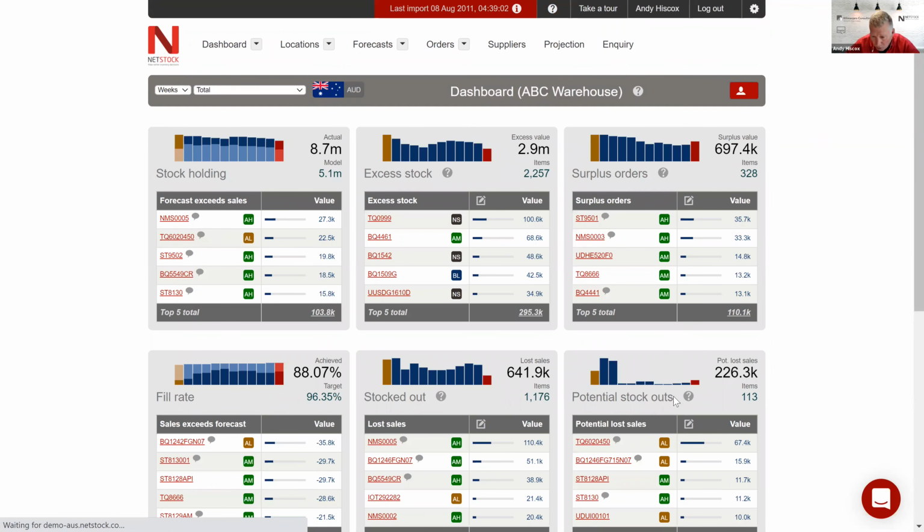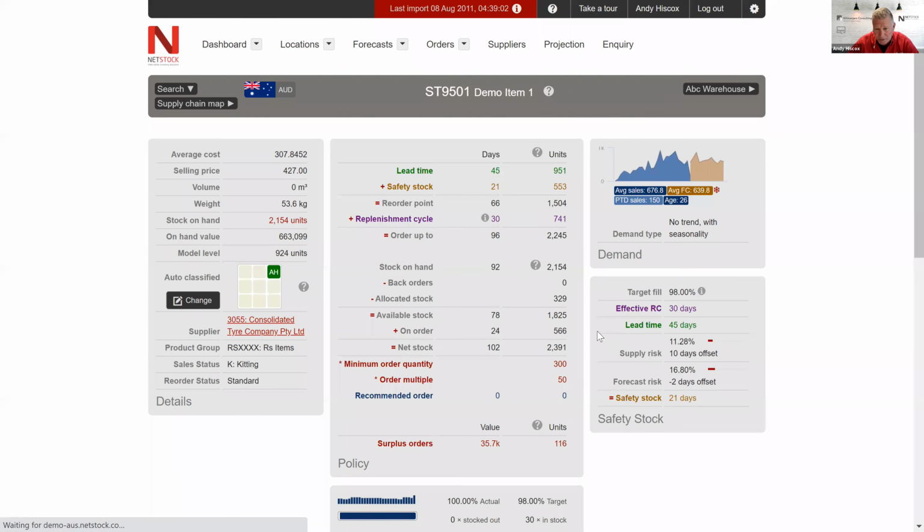So going back to the one where we had 21 days and the 98% fill rate, we now have a lead time, we have a safety stock, and we have part of a replenishment cycle, which we set when we set our inventory policy, and I'll show you how we do that in a moment. Now we've got all the data necessary to do the replenishment on this item.